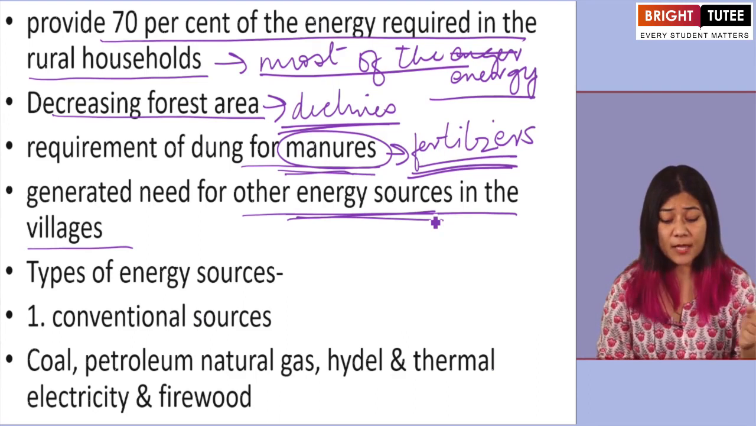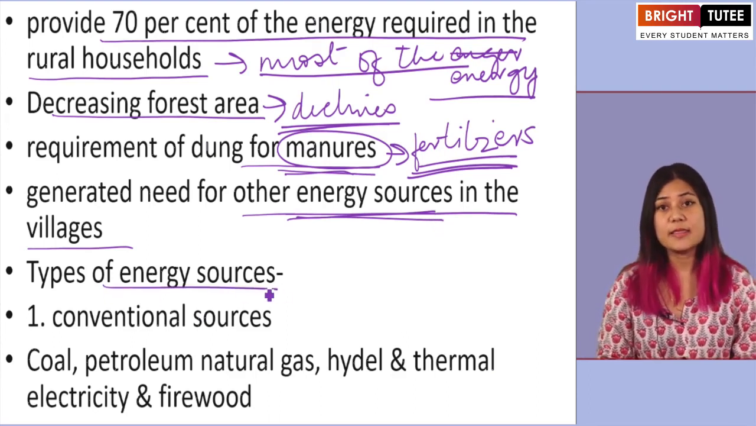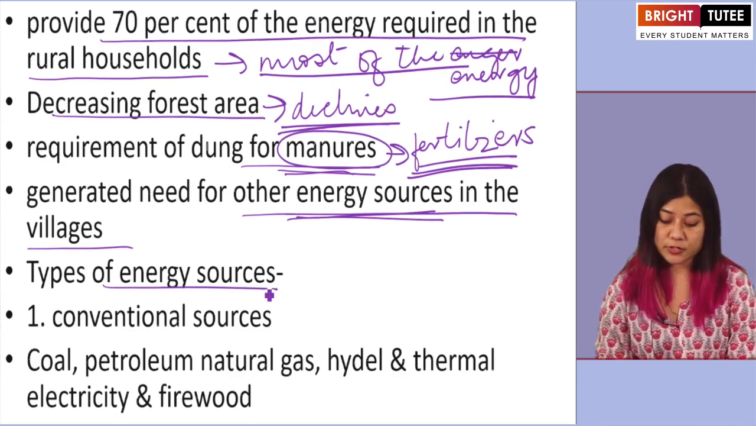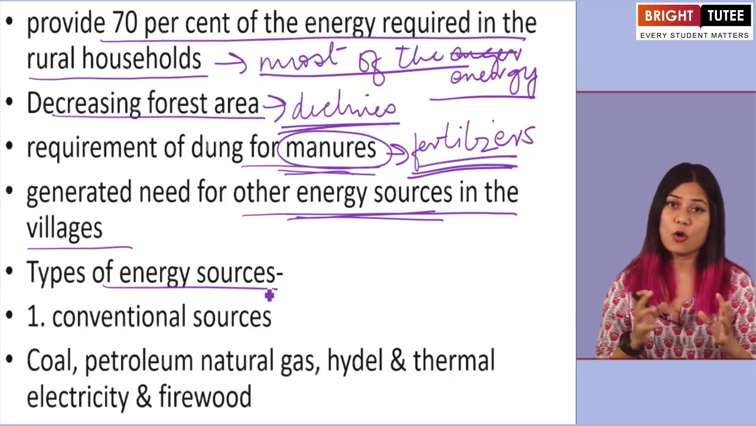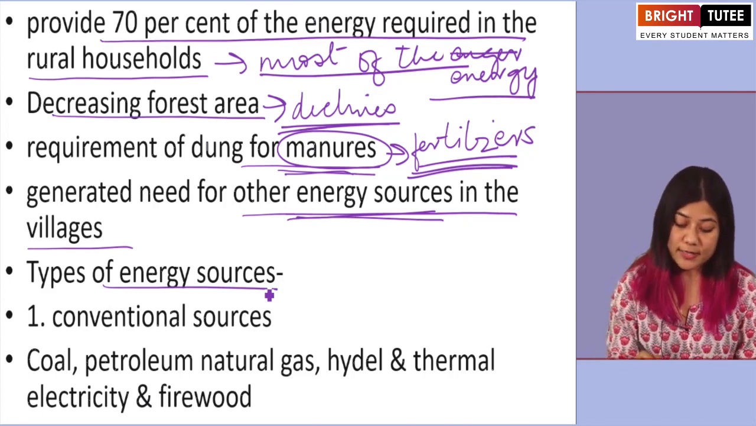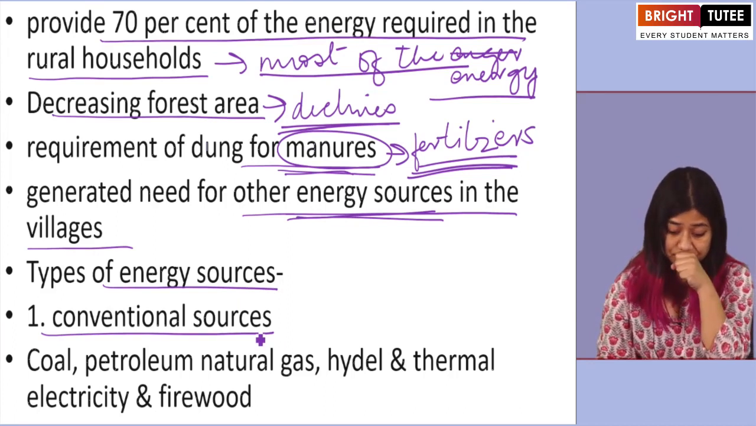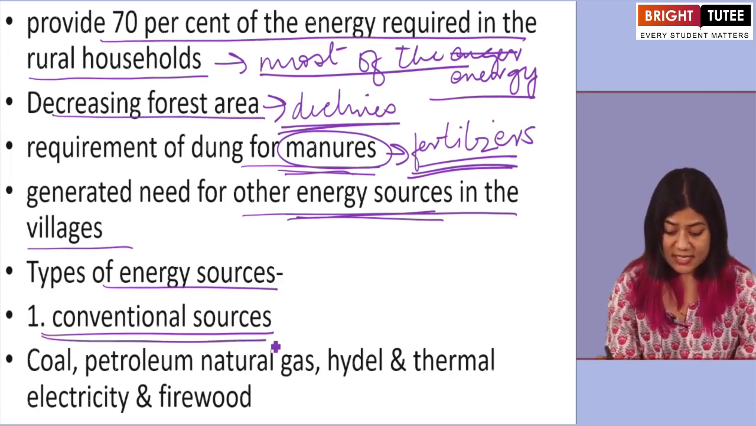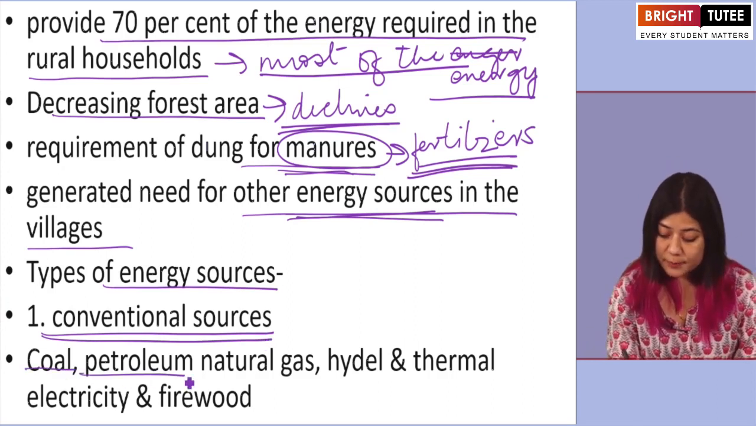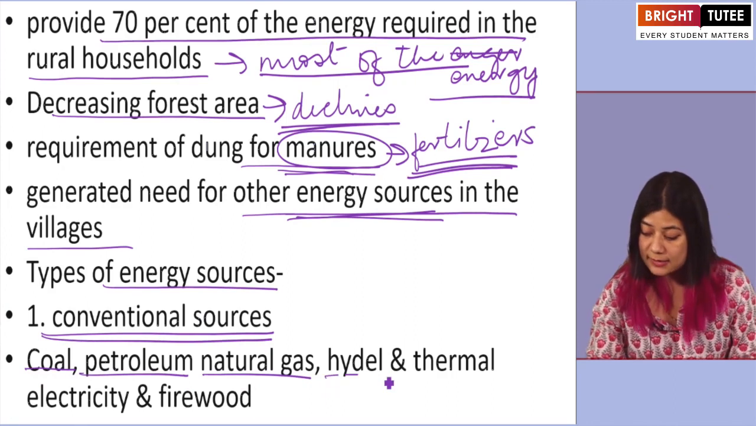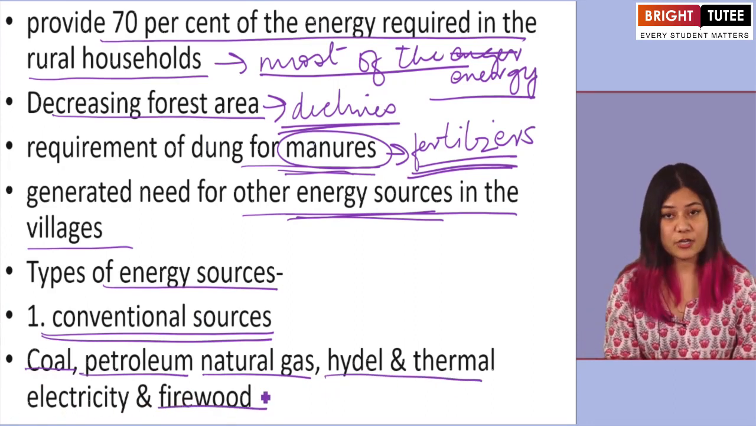All right, now let us look at types of sources. There are various types of sources, and there are two main categories. The first one is called conventional sources. Now these conventional sources are coal, petroleum, natural gas, hydel and thermal electricity, firewood, etc.